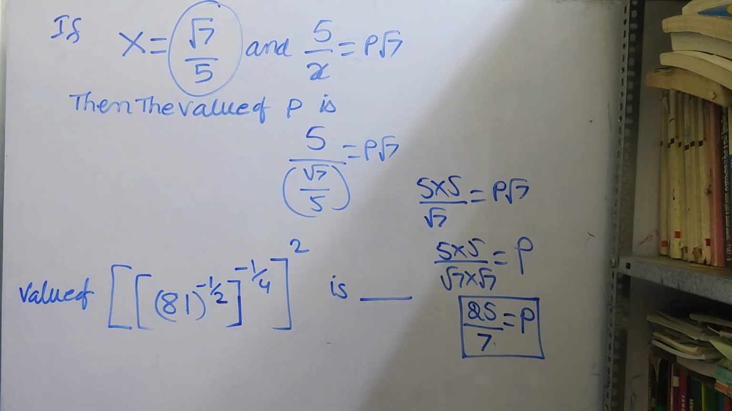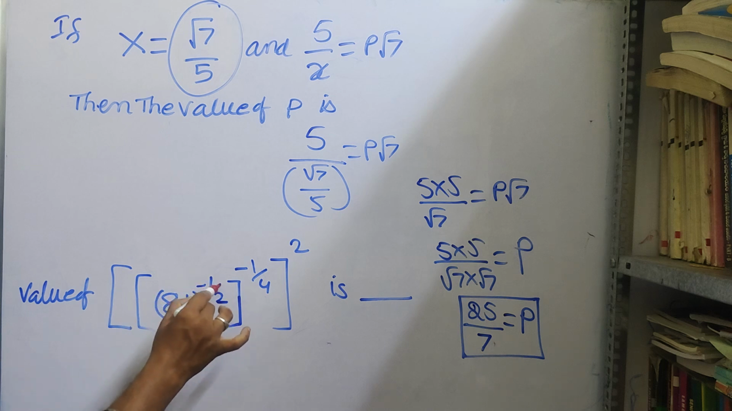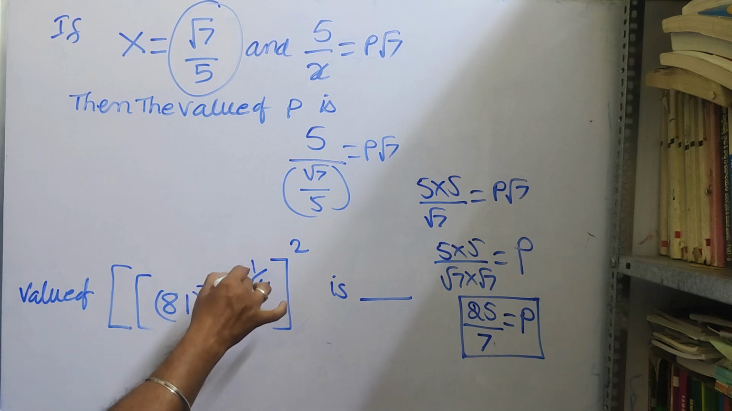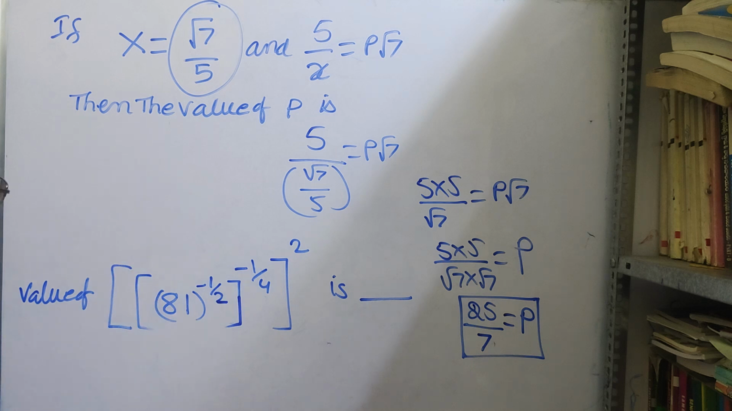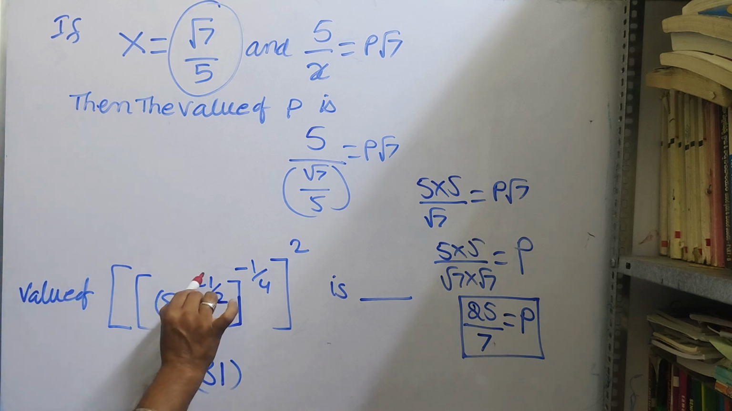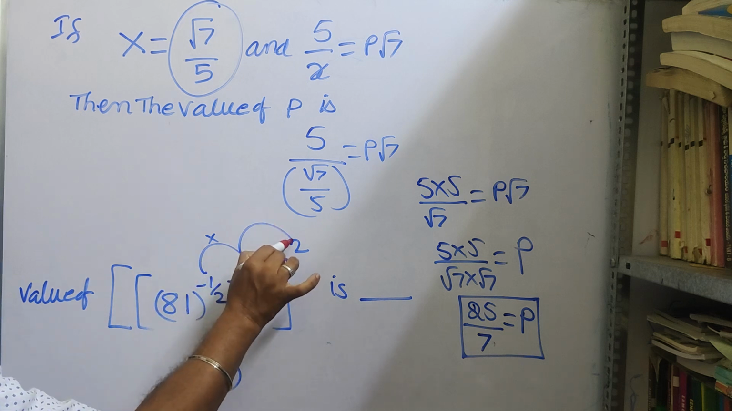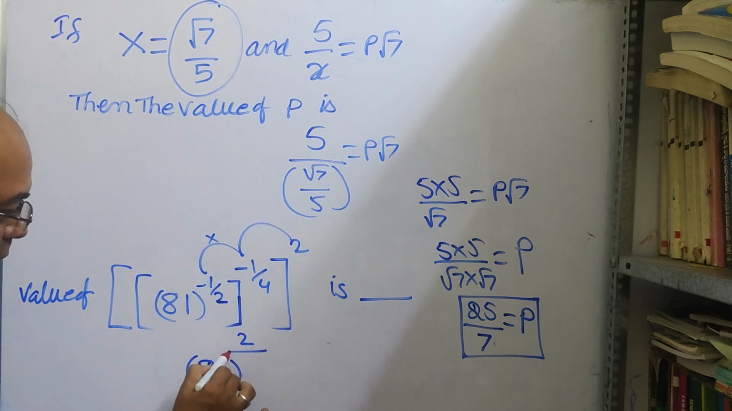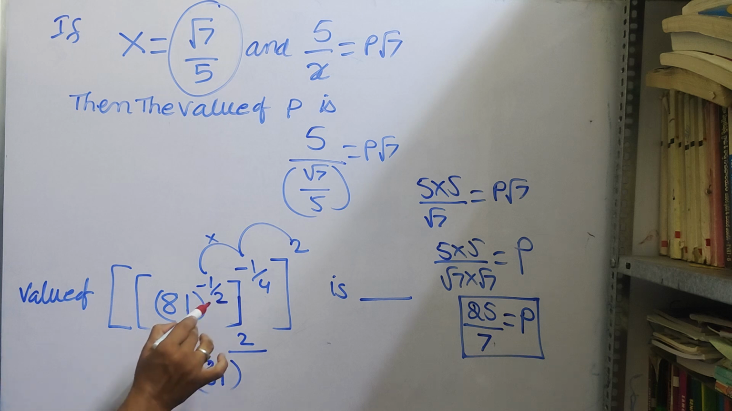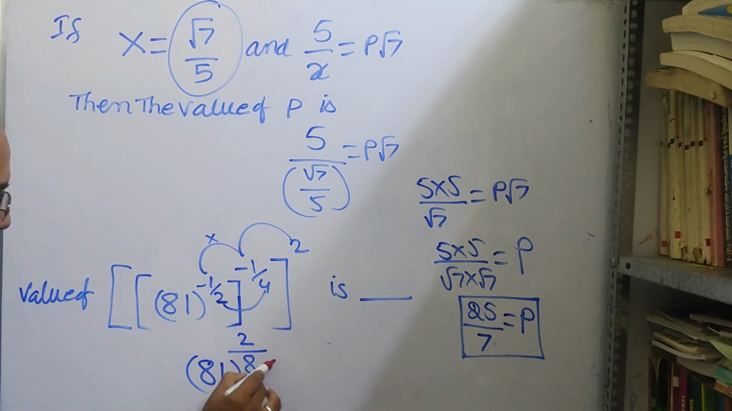Okay, students, one more question. 81 to the power of minus 1 by 2 to the power of minus 1 by 4 to the power of 2. Very simple problem, students. 81 to the power of numerator value minus 1 into minus 1 plus 1 into 2 divided by denominator value 2 4s are 8.